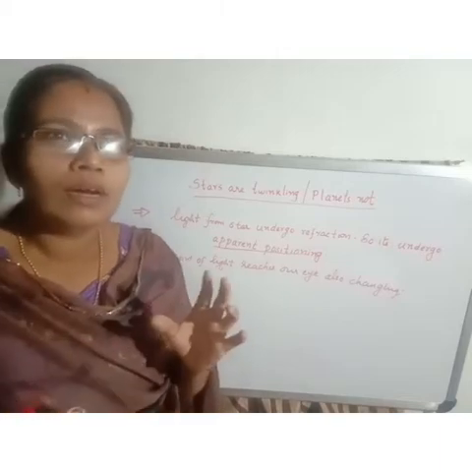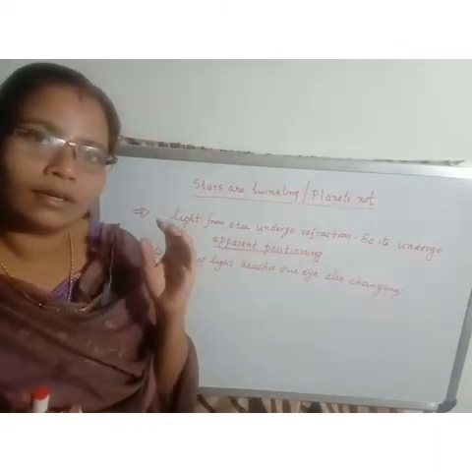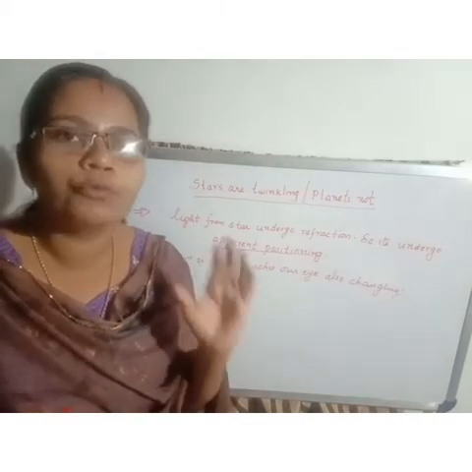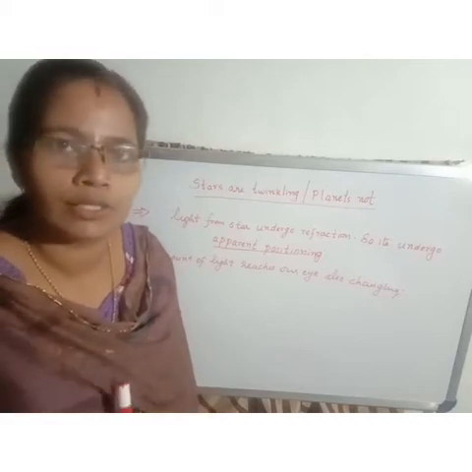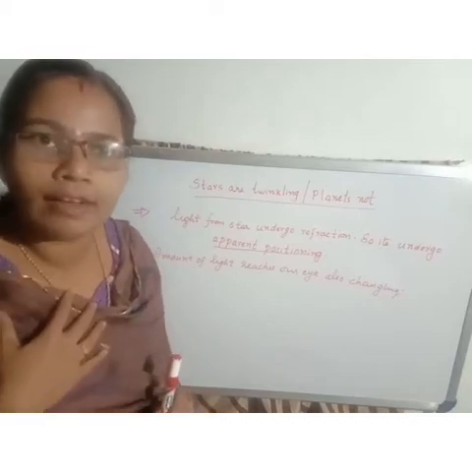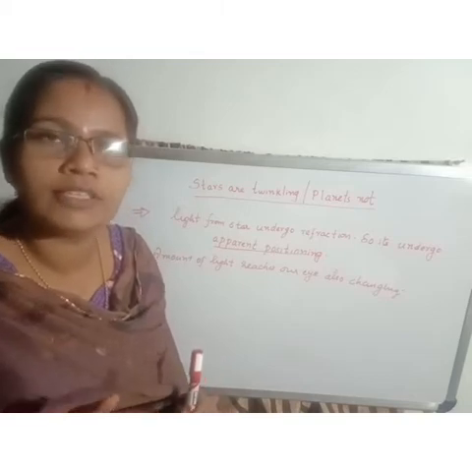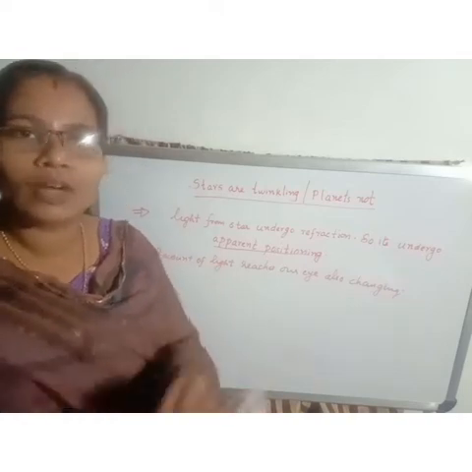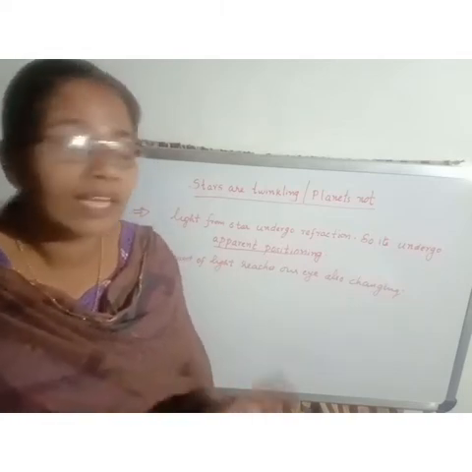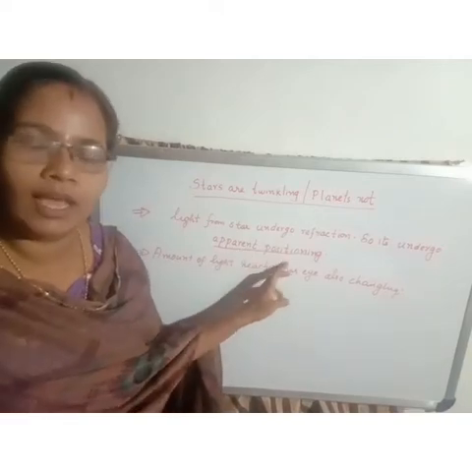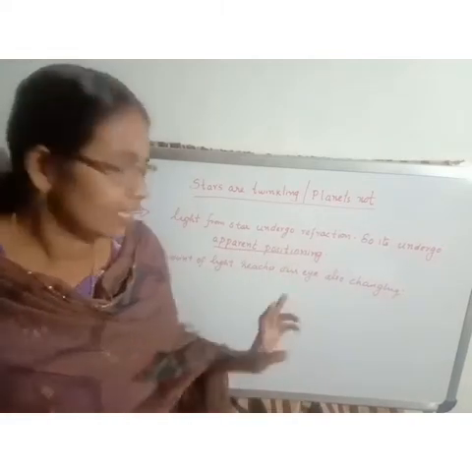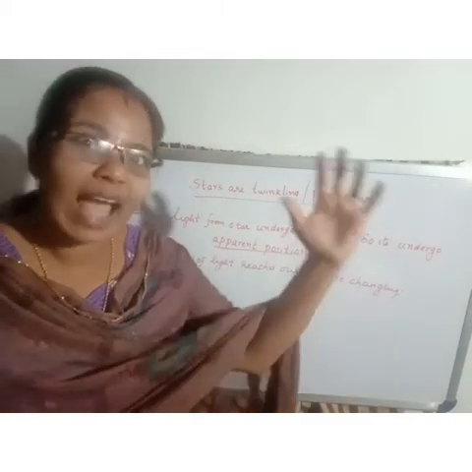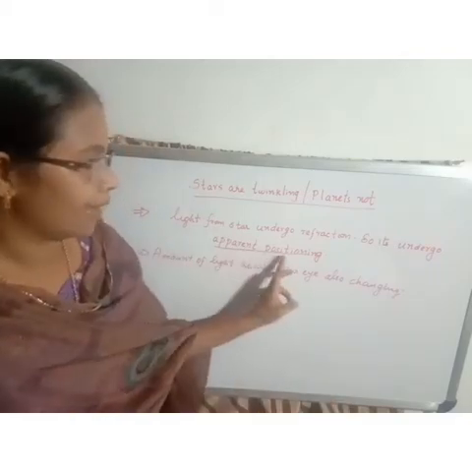So one real effect of refraction is that the position will change. The effect we can feel because of refraction is that the position of the object which undergoes refraction will change. That is what apparent position is. The actual position will differ. We can't see that object in its actual position. That is what apparent position is.